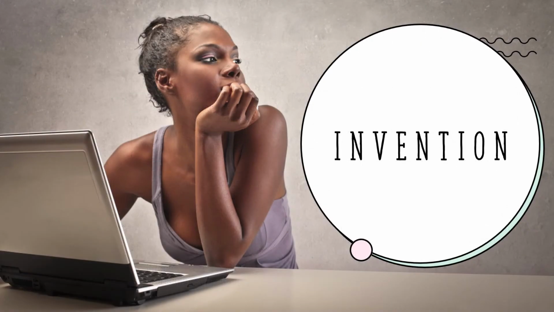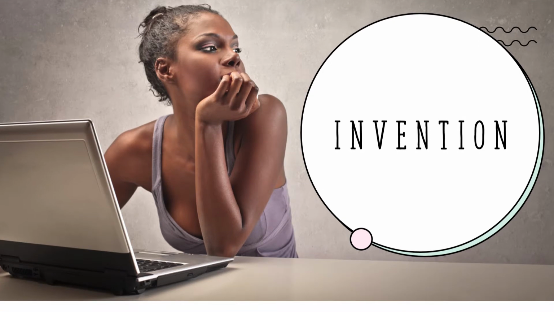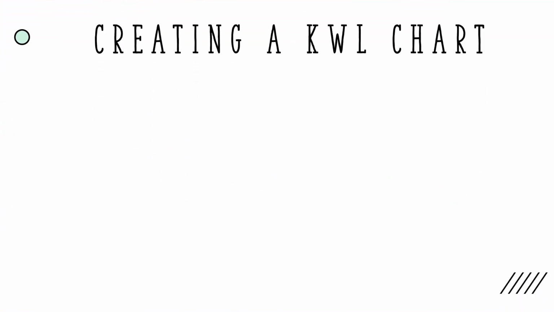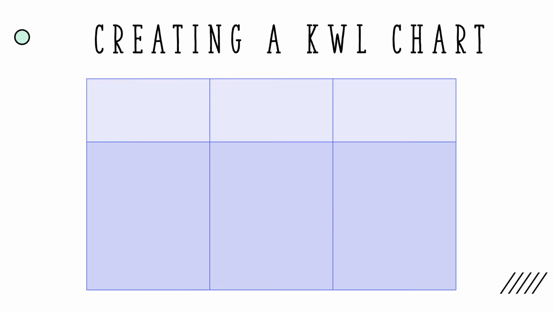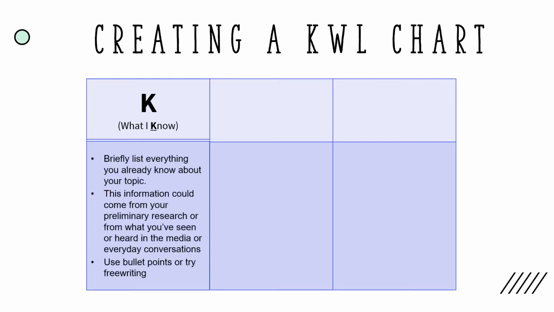Using your working thesis as a guide, you can move on to the invention or pre-writing step of the writing process. There are several techniques you can use for this step, but one that is particularly good for researching is the KWL chart. Make a chart with 3 columns. The first column is the K column, or the What I Know column. Here, you should briefly list everything you already know about your topic.